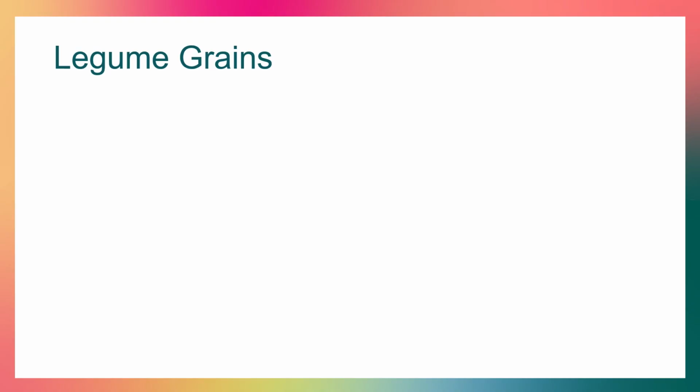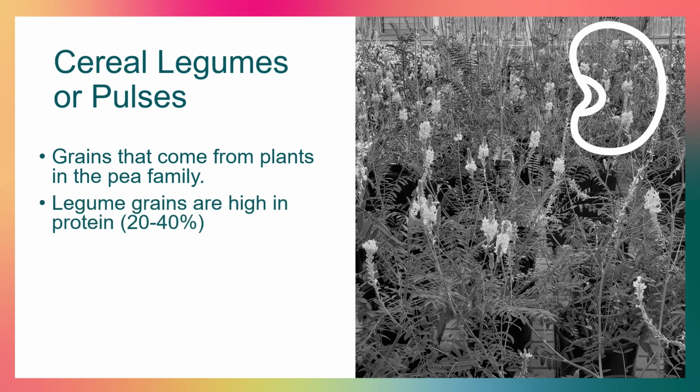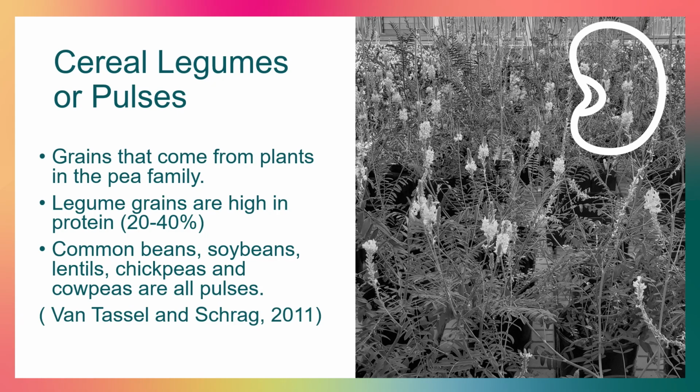All legume grains are harvested from plants in the Fabaceae or pea family. Legume grains are high in protein, containing 20 to 40% protein, and examples of legume grains include chickpeas, cowpeas, lentils, and common beans such as red beans, black beans, or pinto beans.